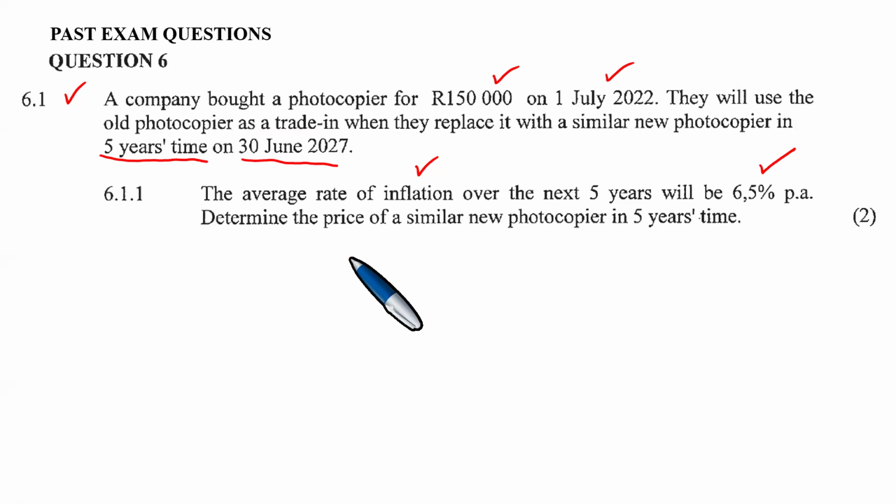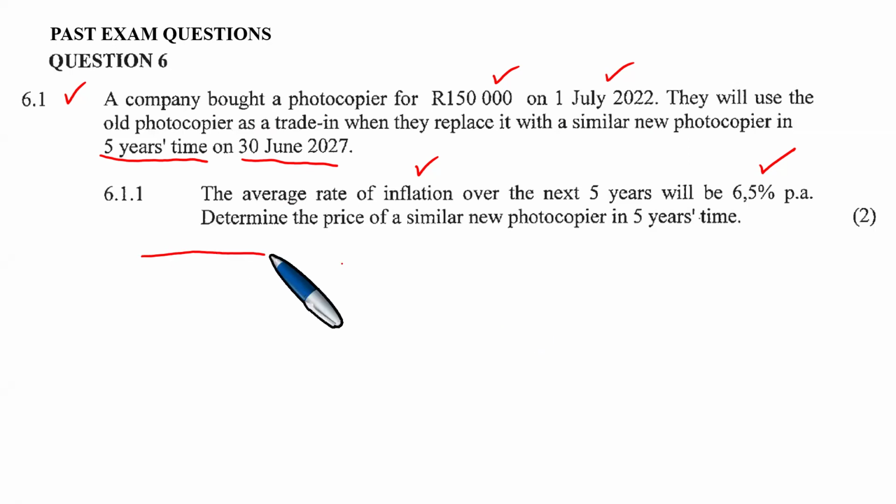Okay, what formula do we use here to find the price of a new photocopier in 5 years' time, if we're told that the average rate of inflation over the next 5 years will be 6.5% per annum? I'm asking the question, what formula do we use here?